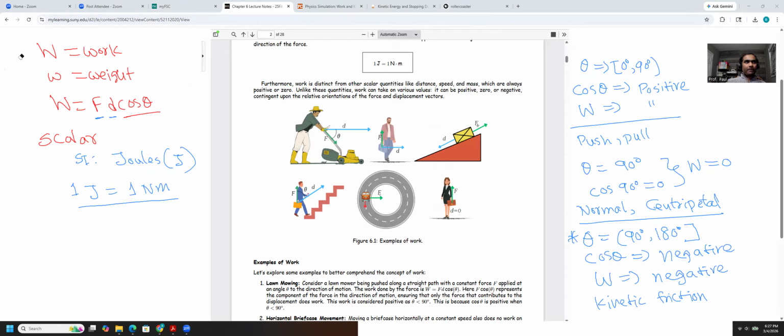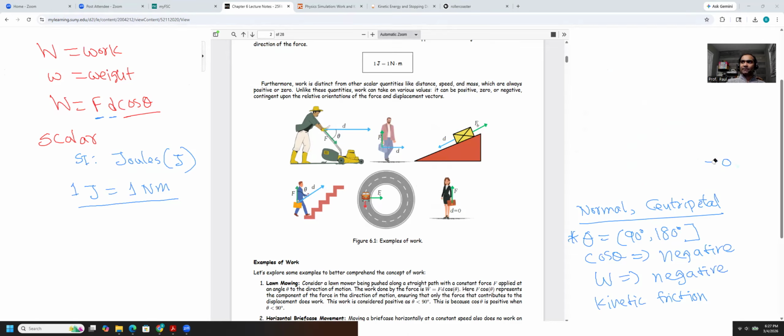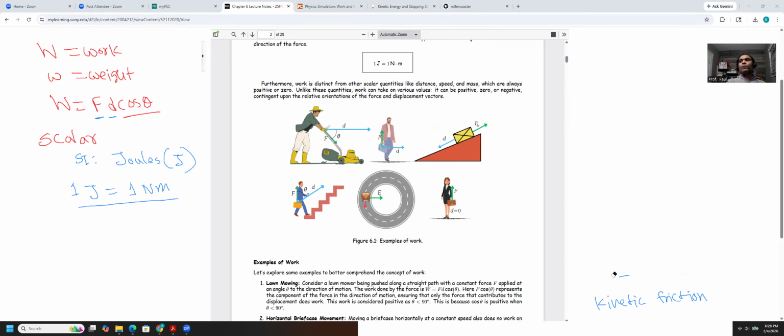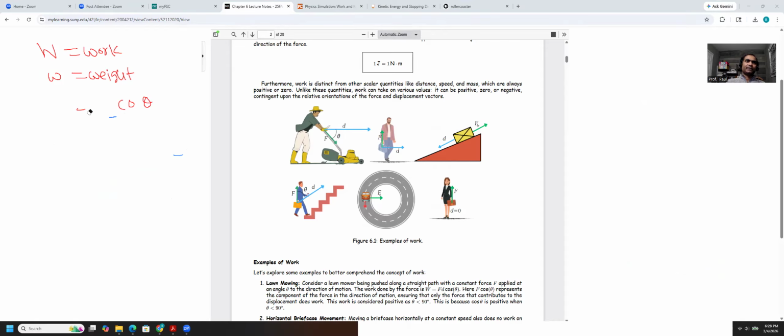All right. Now the net work done. We already know that when we have an object, several forces can act on a single object, right? So then, what is the net work done? Net work done is basically the sum of all the work done. Okay, so let's draw a situation and then discuss that.